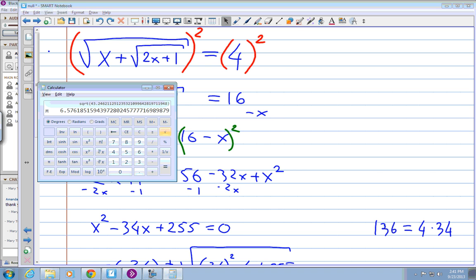Now I have to add x to it again, so it's plus 17 plus the square root of 17. So it gives me that. Now if I take the square root of that, that does not equal 4. Right? I wanted 4. So did it work? No.